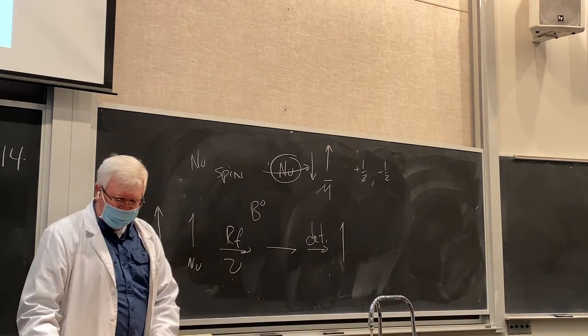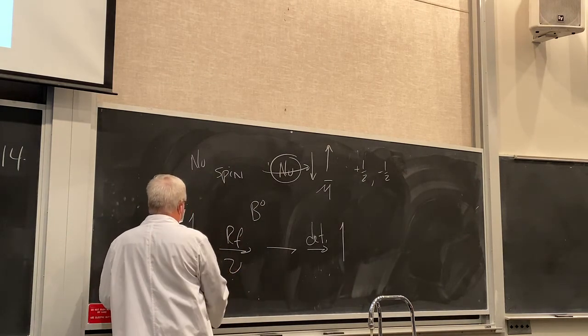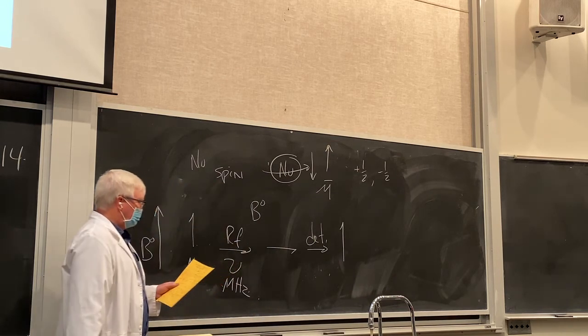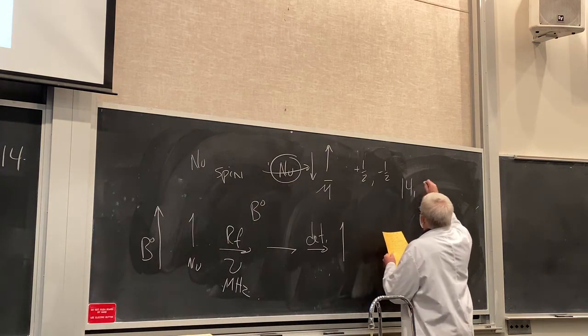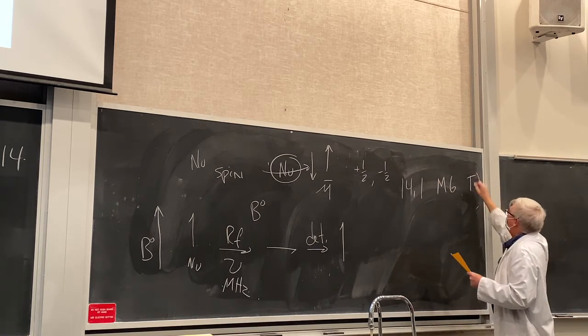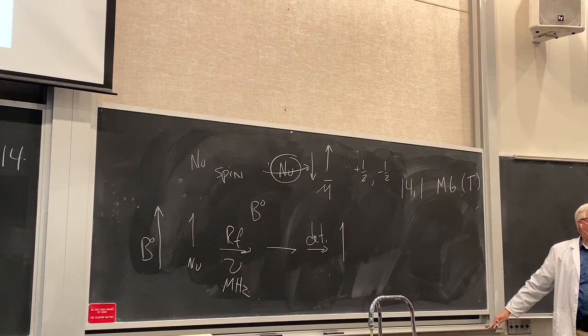Now let's talk about this frequency, this pulse right here that does this. This is megahertz, which is in the radio frequency range. If we have a magnet of 14.1 megagauss or Tesla, maybe you've heard of Nikola Tesla, he was an electrical engineer. I think he was from Croatia originally, but he set up the alternating current grid.